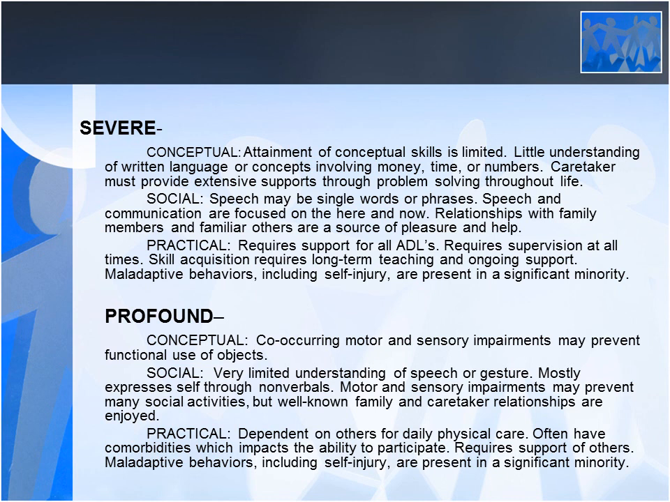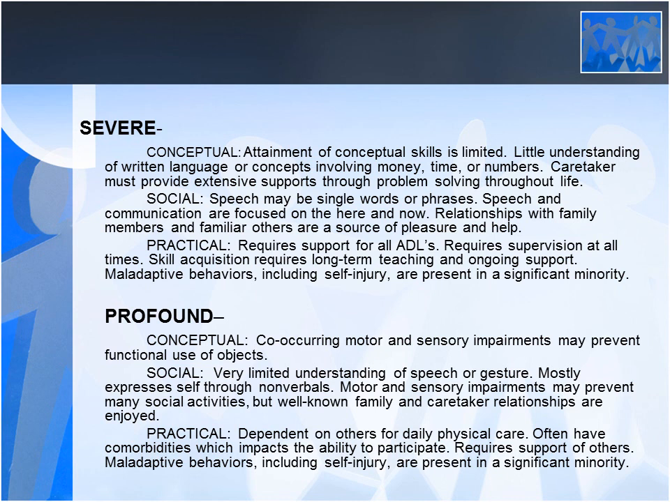They require supervision at all times. And skill acquisition requires long-term teaching and ongoing support. So they need somebody there long-term to constantly be teaching them and helping them out as needed. Maladaptive behaviors like meltdowns, getting aggressive, getting agitated, also including self-injury, are present in a significant minority.